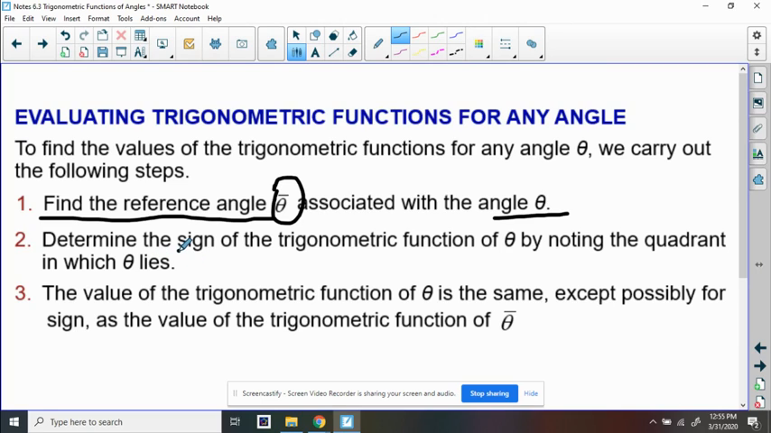Then you have to determine the sign of the trigonometric function of your angle by noting the quadrant that angle is in. And remember, you have quadrants 1, 2, 3, and 4, of course. If you recall from the other video, we discussed how you can figure out what sign different trigonometric functions have. The value of the trigonometric function of theta is the same, except possibly for the sign, as the value of the trigonometric function of that theta bar.